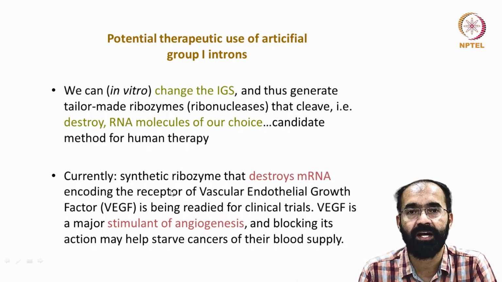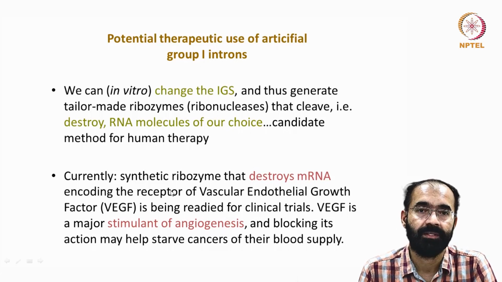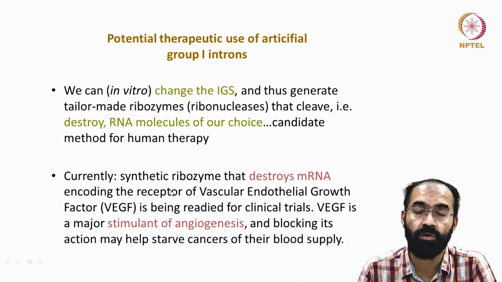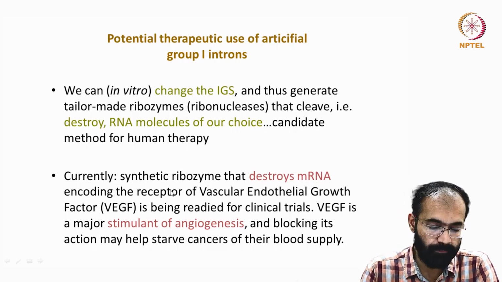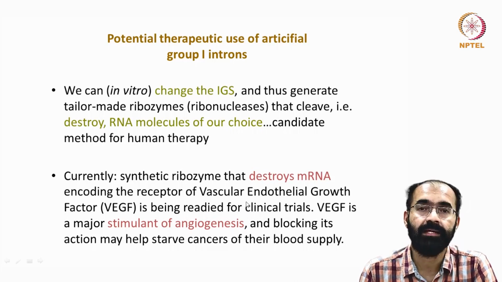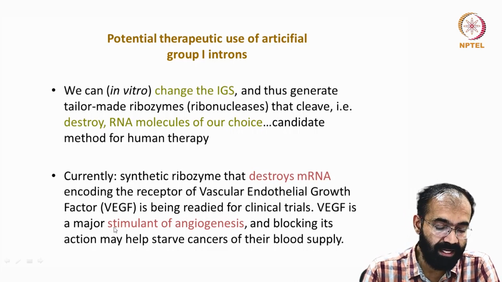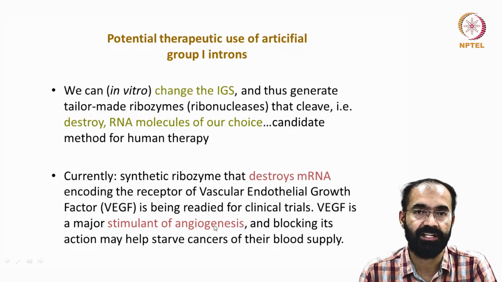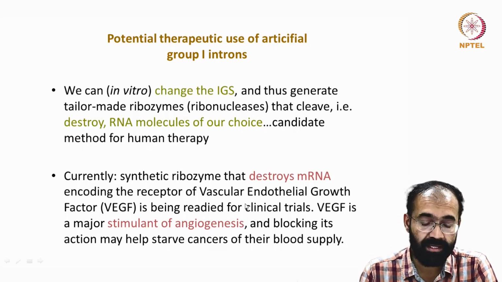But when you are rapidly dividing, blood vessels need to form. So the formation of blood vessels requires VEGF. So if you target VEGF or the VEGF receptor, then you can prevent the growth of cancer. So what is done is that you can create a VEGF receptor targeting ribozyme, and it's a major stimulant for angiogenesis. The formation of blood vessels is called angiogenesis. During our development, it is very important. When an organism is developed from the zygote, it is very important.